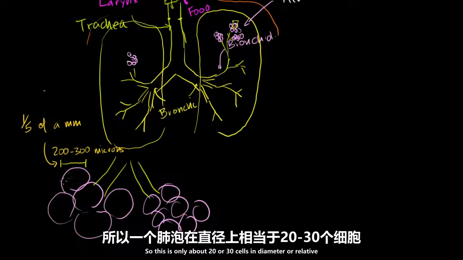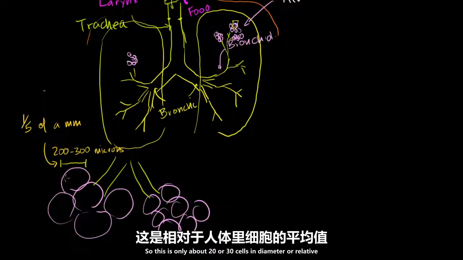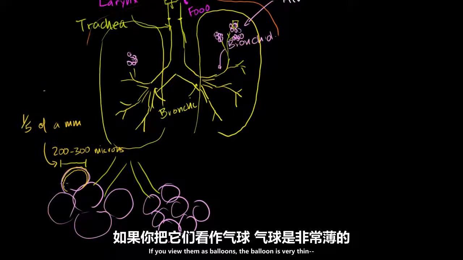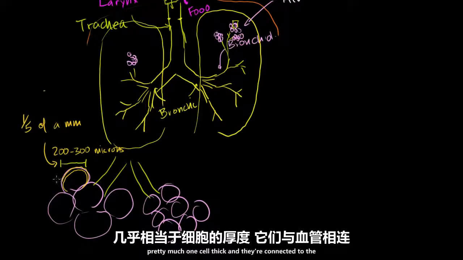So this is only about 20 or 30 cells in diameter, relative to the average cell in the human body. So these have a super thin membrane around them. If you view them as balloons, the balloon is very thin, pretty much one cell thick, and they're connected to the blood cell.